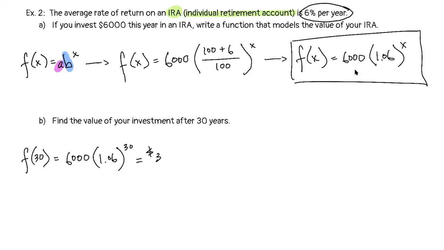Got about $34,460.95. Well, that's a lot bigger than $6,000. You put in $6,000 and you made almost $30,000 without having to do anything.